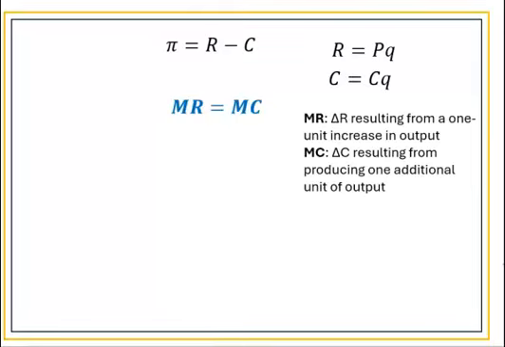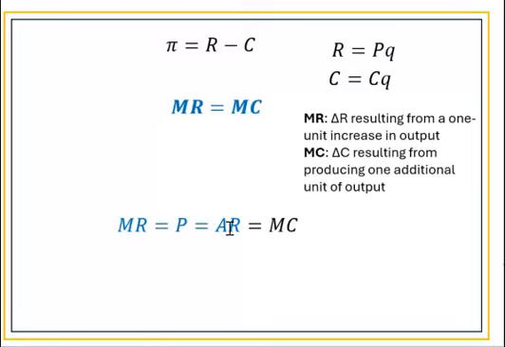Given that price is a constant under perfect competition, we said that the demand curve is horizontal and hence the price is constant, then marginal revenue equals price and equals average revenue. So under perfect competition, profit is maximized where marginal revenue equals marginal cost, but marginal revenue equals price equals average revenue.